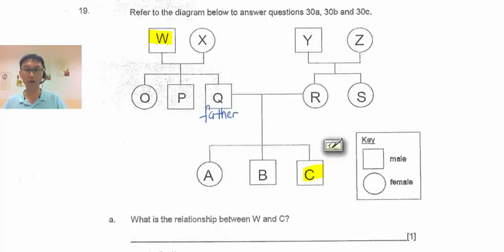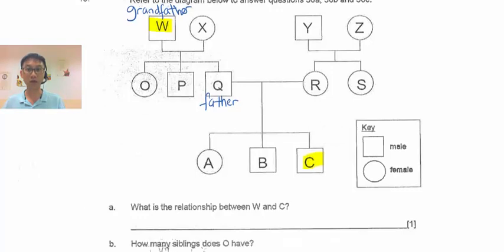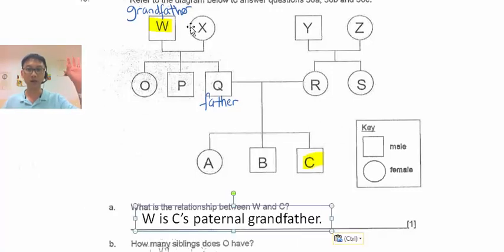Alright, you should write all these things down. Now, this is the father, and this is a male, so this will be the grandfather. Now, in your answer, you need to be specific. So what is the relationship between W and C? W is C's paternal grandfather because he belongs to the father's side.